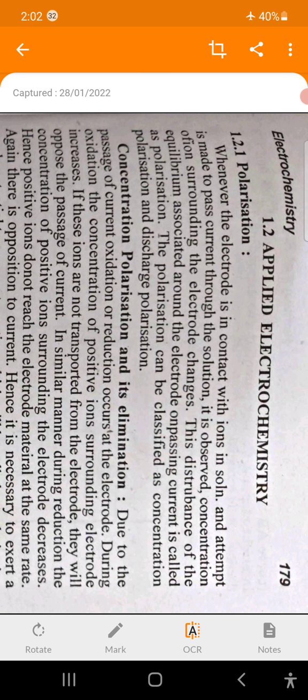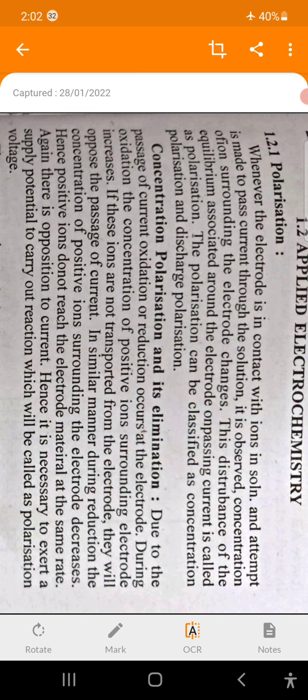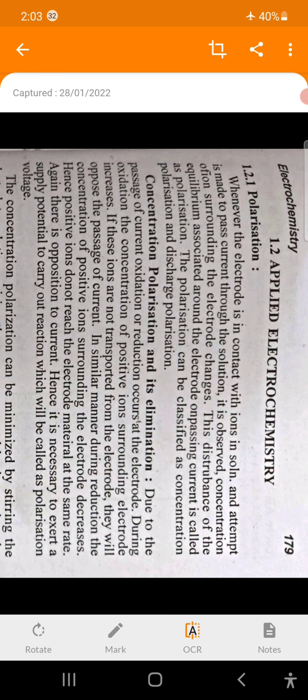If copper sulfate is there, Cu2+ is neutralized in reduction: Cu2+ plus 2 electrons gives Cu solid, which is deposited on that electrode, and because of that SO4 2- ions remain at the vicinity of the cathode. This distribution of positive and negative ions in a solution is known as polarization. Distribution of positive and negative ions in solution is known as polarization.